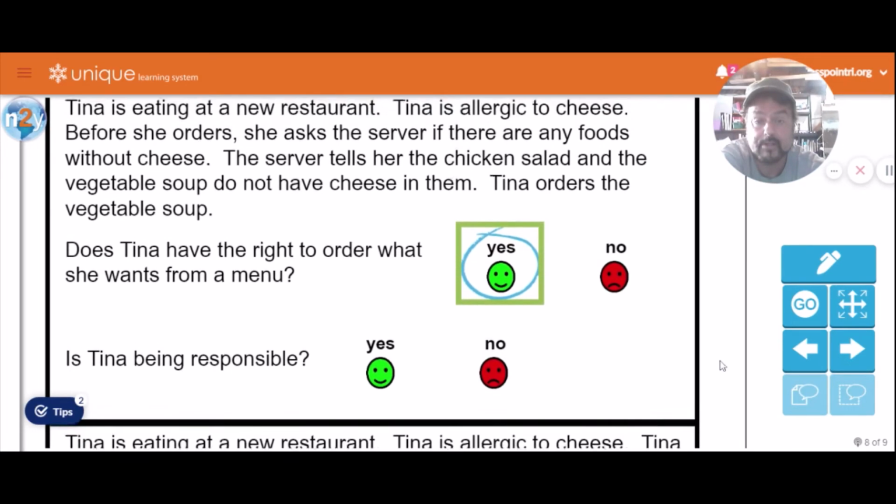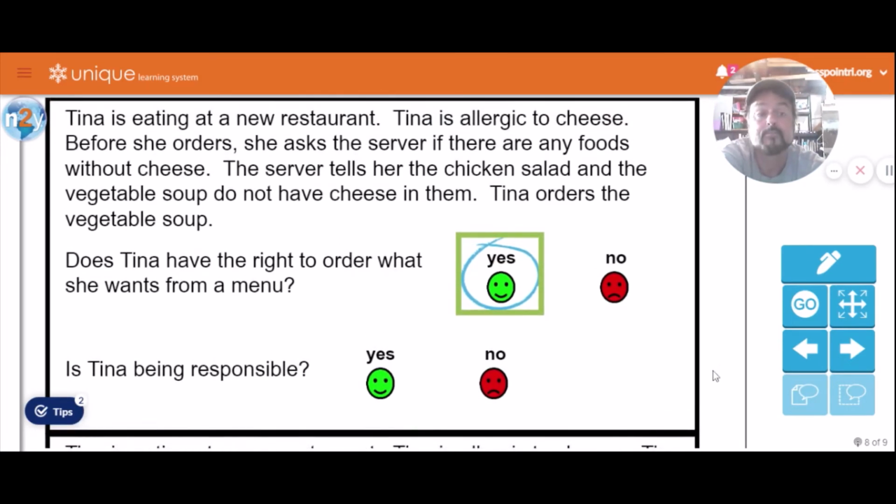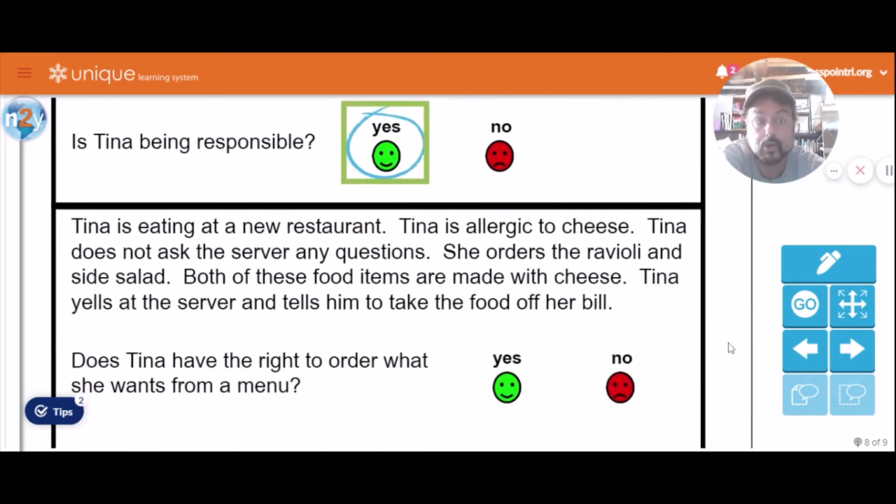Is Tina being responsible? Yes, because she told the server about her food allergy, her allergy to cheese, and she said, "Is there anything that doesn't have cheese?" So is she being responsible? Yes. Good job, Tina. Now let's see what could have happened.